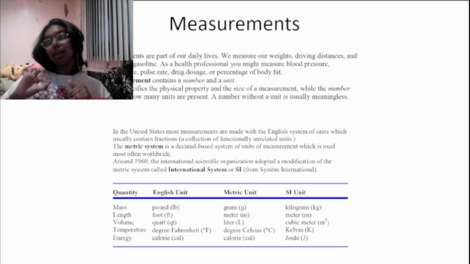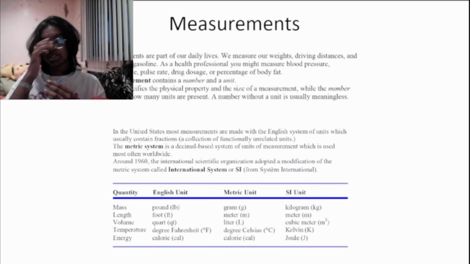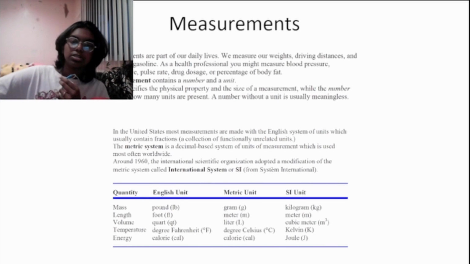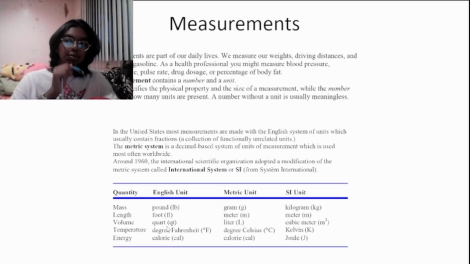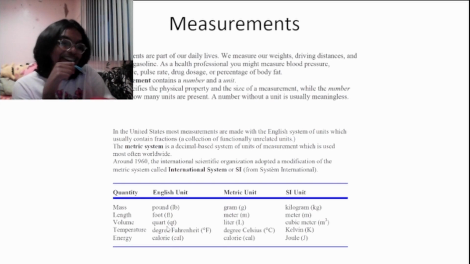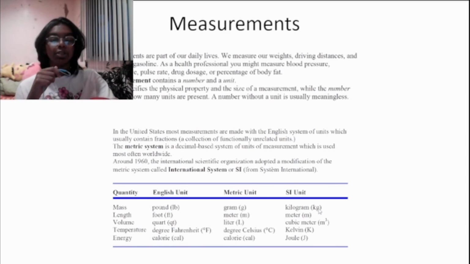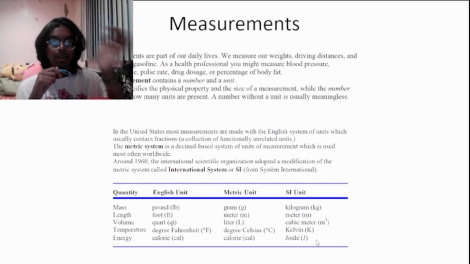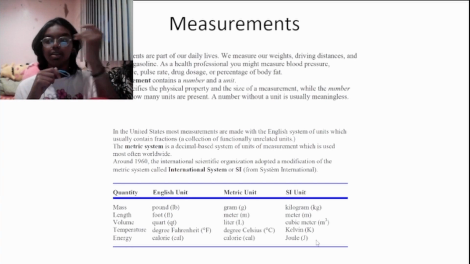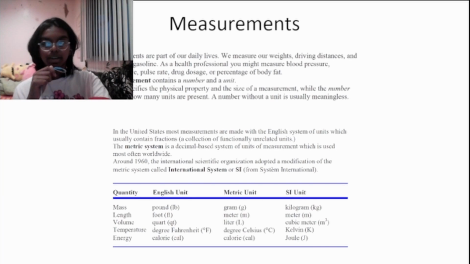But yeah, in chemistry, we're going to use the international system, which is usually the metric system. Pretty sure it's always the metric system. This is what you would use in, why do they call it the English unit? When I think of English, I think of the British people. Anyway, you'll be using kilograms for mass, meters for length, cubic meters for volume, Kelvin for temperature, and joules for energy. We have the metric unit and the English unit. I don't know why you call it that.